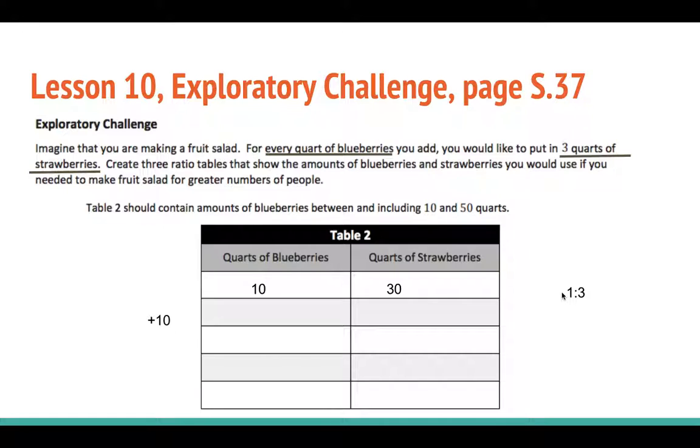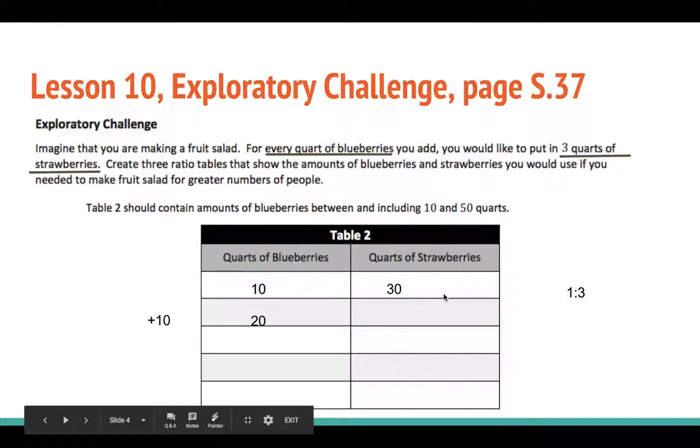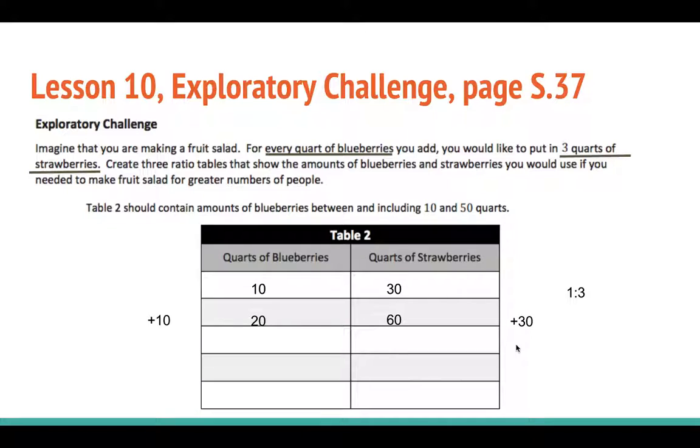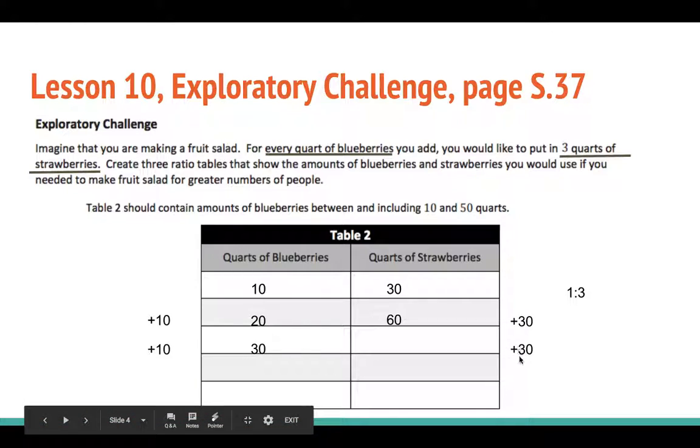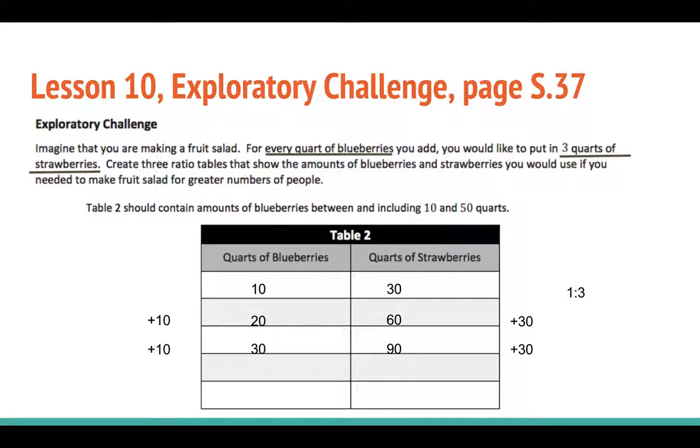Let's say I wanted to add another 10 quarts of blueberries. That's going to add plus 10, which gives me 20. On this side, I'm going to add plus 30, and that will give me 60. Wanted to do another 10 quarts of blueberries. That's going to give me 30 quarts of blueberries. I'm going to add another 30 over here to the right, and that will give me 90 quarts of strawberries. So now please pause this video to complete this ratio table. Remember, you need to go up to 50 quarts.